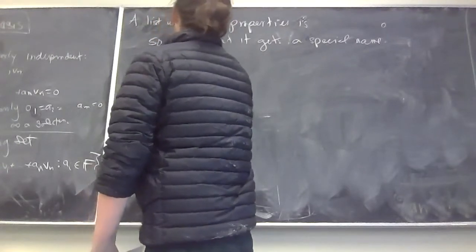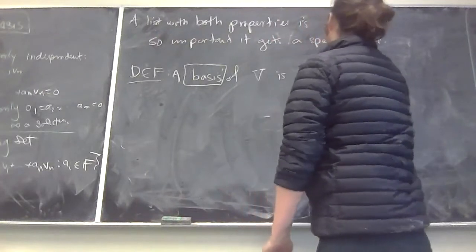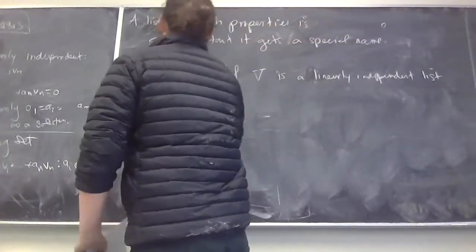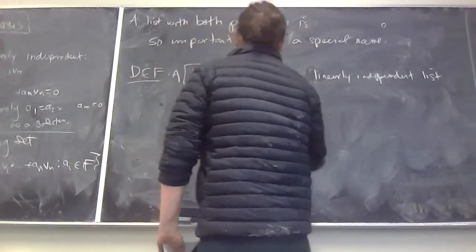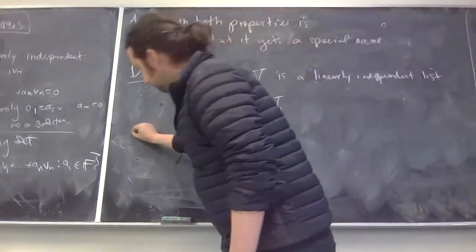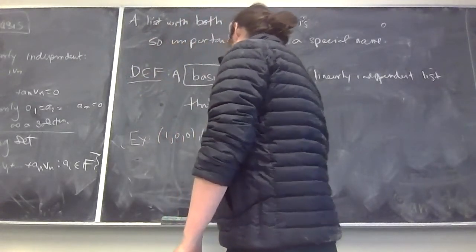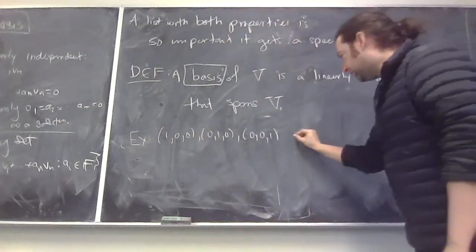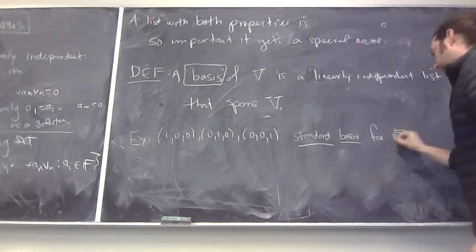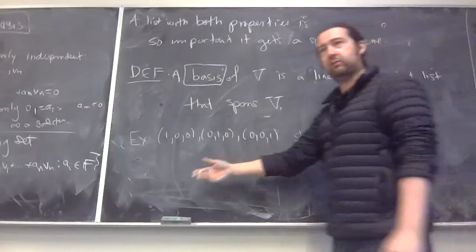A basis of V is a linearly independent list that spans V. So, for example, this guy is called the standard basis for F3. Coordinate vectors. Standard basis for F3. Why standard? Because those are the easiest ones that correspond to the coefficient or the coordinate.